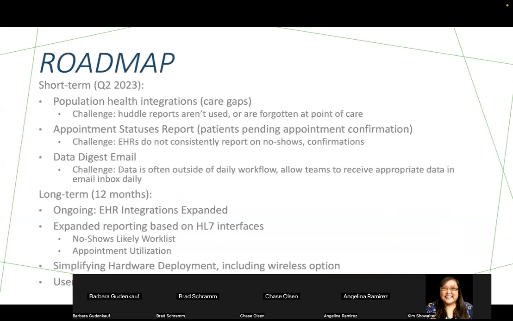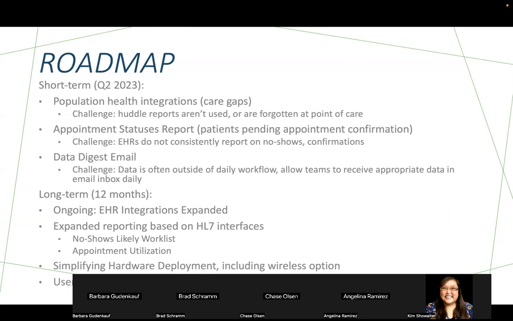So, roadmap, short term. This is for Q2 of this upcoming year. These are the items that we're working on actively today. Some of them are already beta testing. The first one is population health integrations. The idea here is that when a patient is roomed, we have icons that automatically come up, including a checklist that says these are the care gaps that are open for this patient.